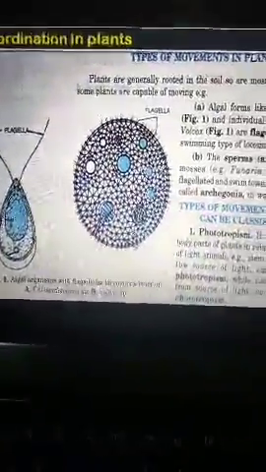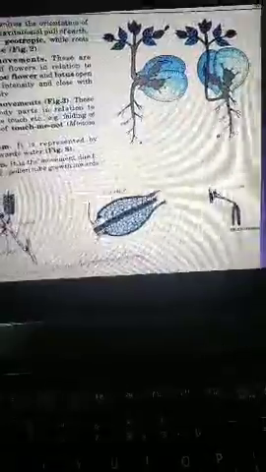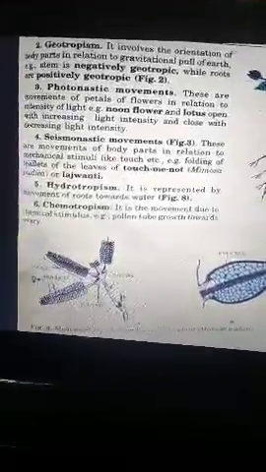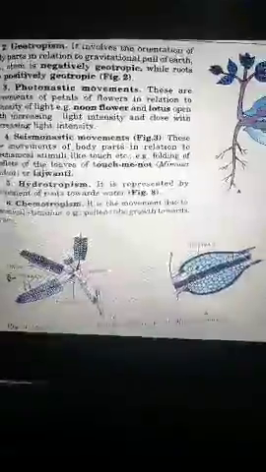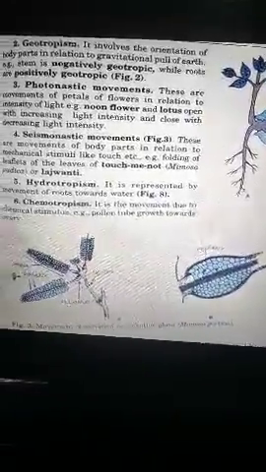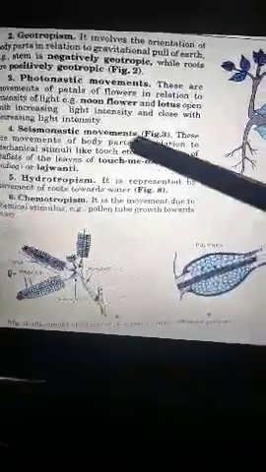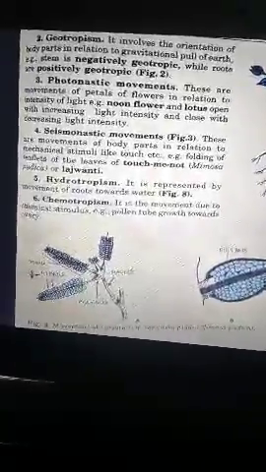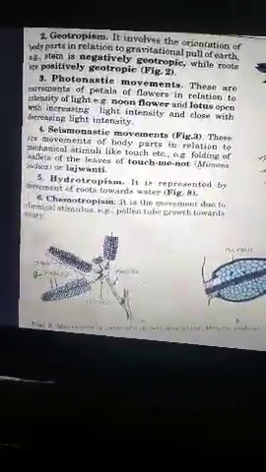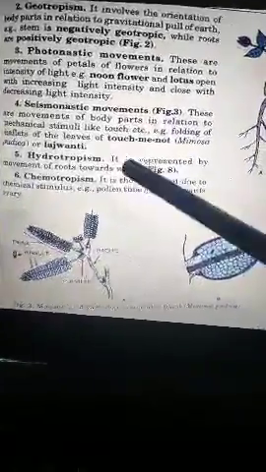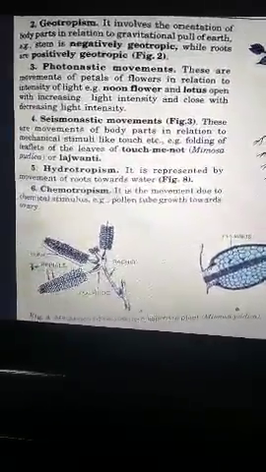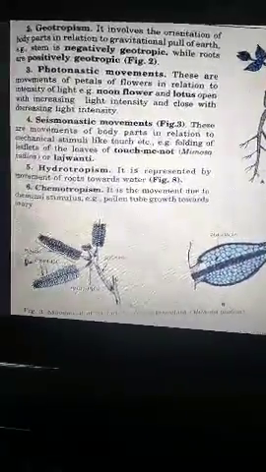So we have seen six types of movements. First, phototropism, movement due to light. Second, geotropism, where the stimulus is gravity. Third is photonastic movement, in relation to intensity of light. Fourth is seismonastic movement, the movement of body parts in relation to mechanical stimuli like touch. Hydrotropism means in relation to water. Chemotropism is when the stimulus is some chemical. These are the different types of movements in plants.